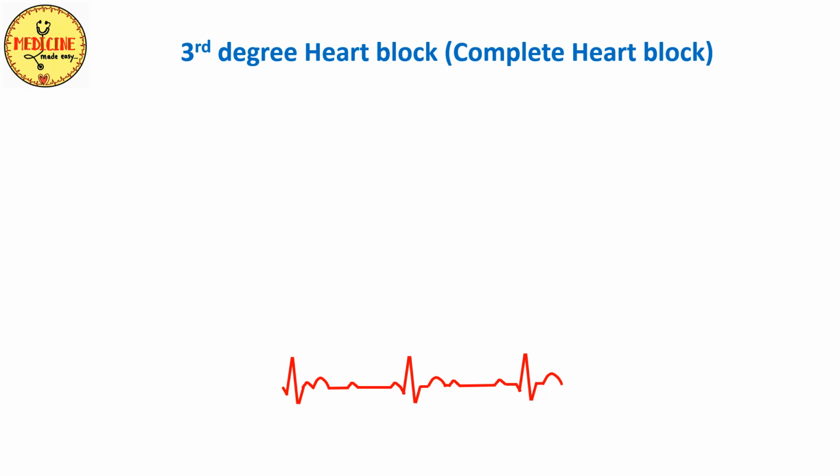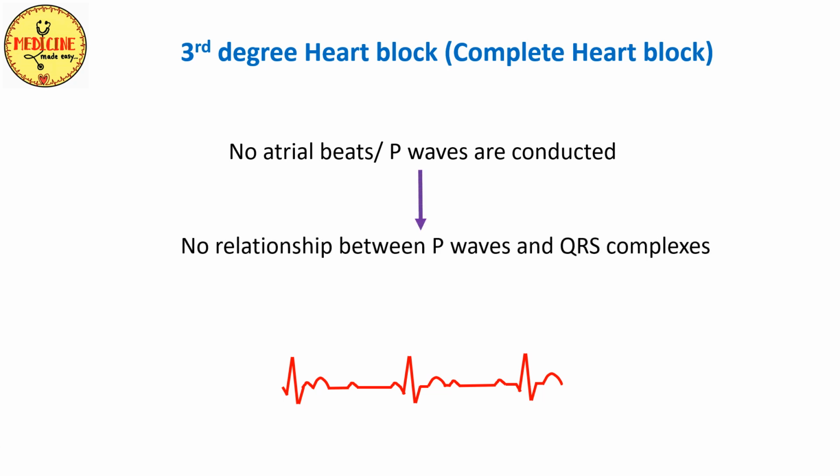In a third degree heart block, which is also called a complete heart block, no atrial beats are conducted and therefore there will be no relationship between P waves and the QRS complexes. If you look closely at the ECG tracing of a complete heart block, which is shown here, you can see that the rate of P waves and the rate of QRS complexes are different.